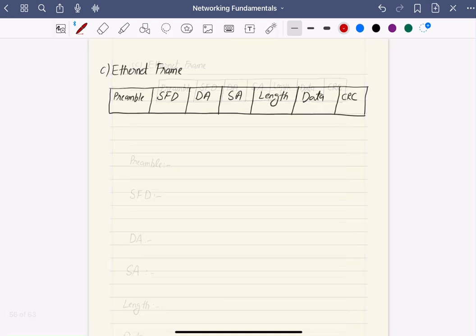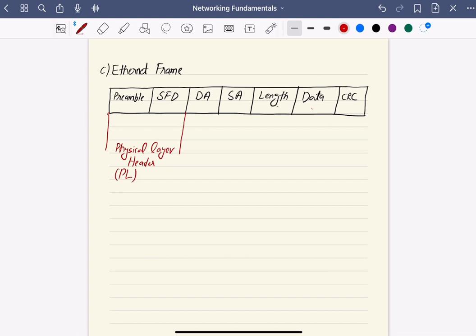Now let's come to the Ethernet frame. There are different fields: preamble, SFD, which is the start frame delimiter, destination address, source address, length, data, and CRC, the cyclic redundancy check. These fields are added on different layers. For example, the preamble and SFD are called the physical layer header, because these two fields are added at the physical layer. So these are called the PL header.